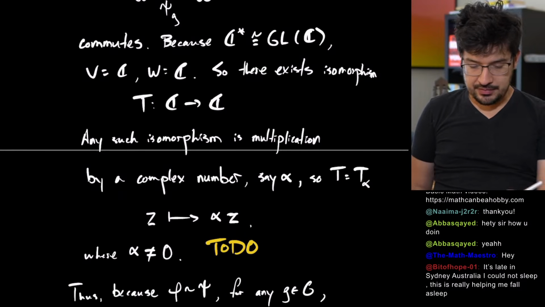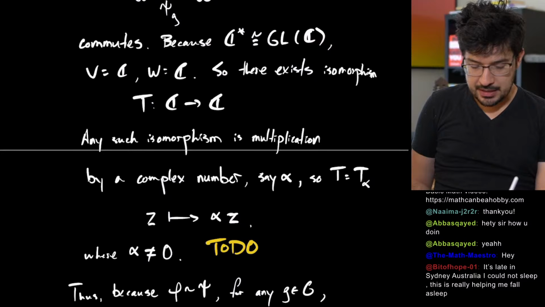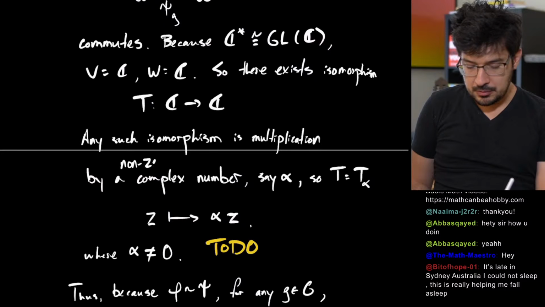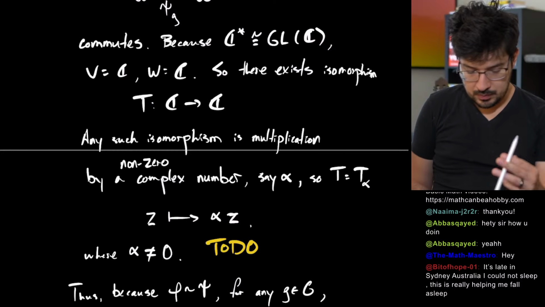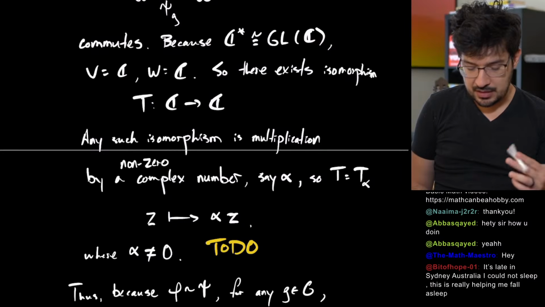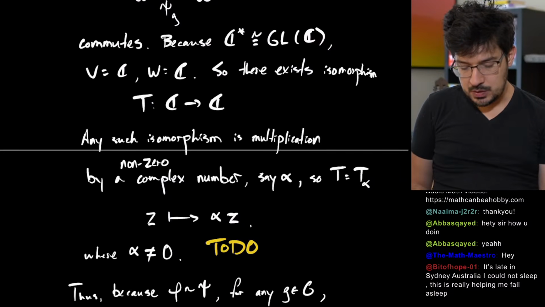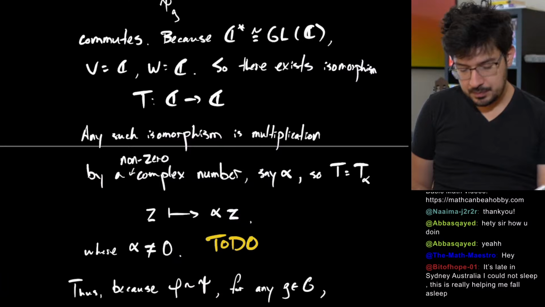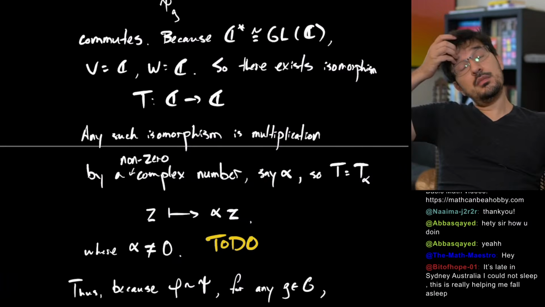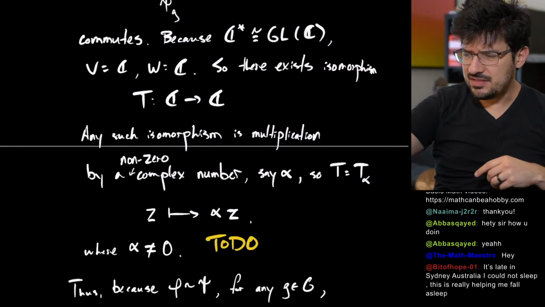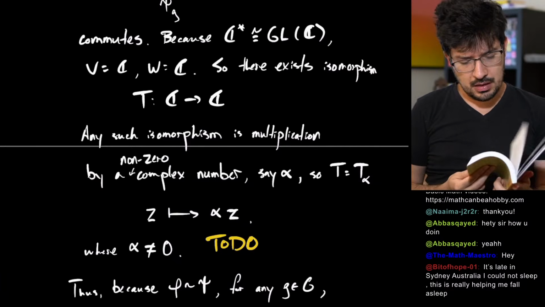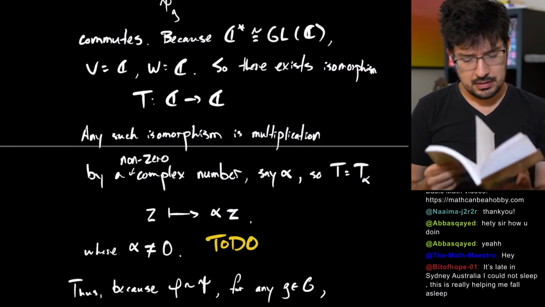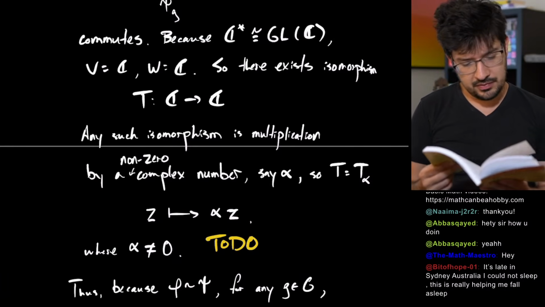I should say any such isomorphism is multiplication by a non-zero complex number. I did say it after, where alpha is not zero. I do have this to do. I'm pretty sure that this has been an exercise in the past. I think that this is an exercise.